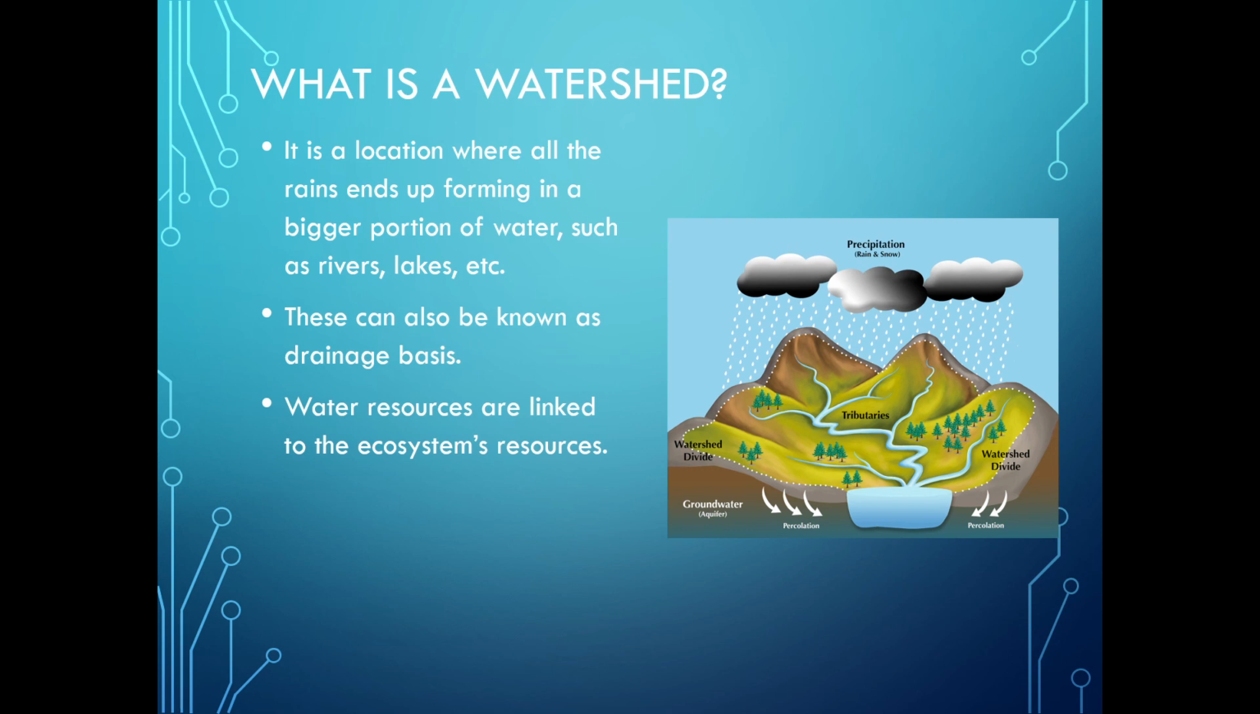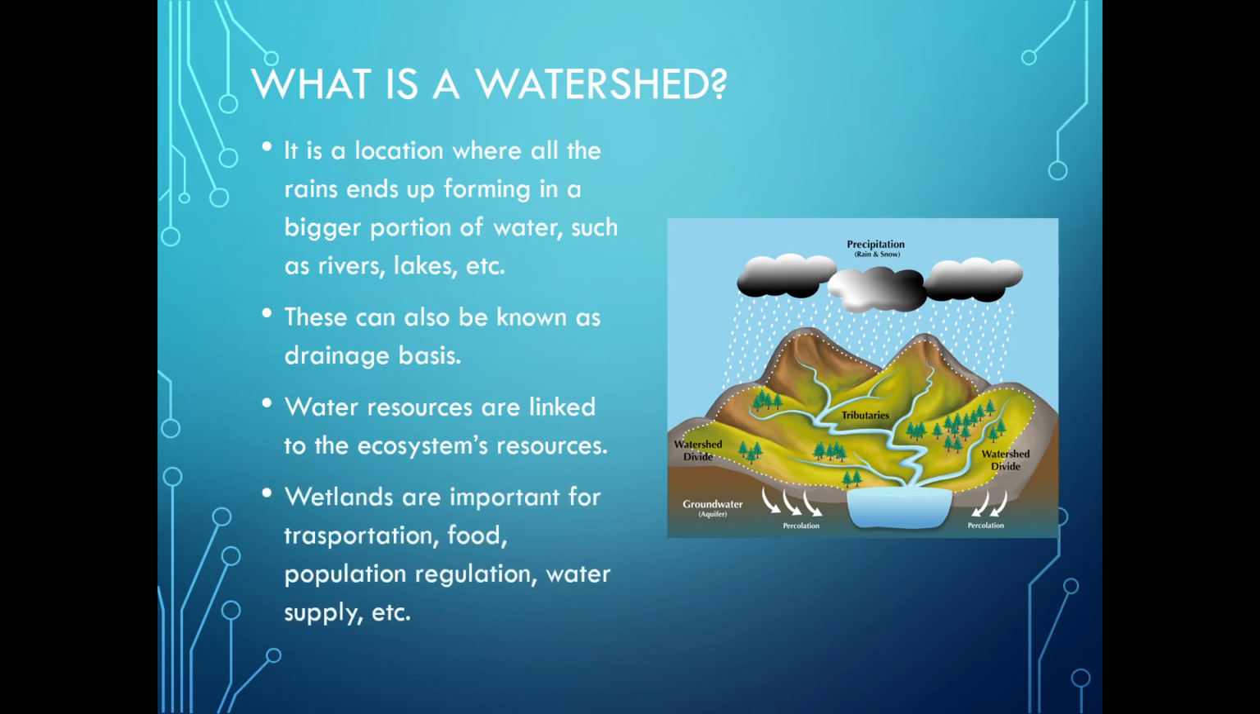What happens is that if in an ecosystem there is no water, then it is way too difficult for a lot of nature, like plants and animals, to live in there. We can see the example of deserts. In deserts, there are not many water resources around, so all of the species that you can find there are very limited. And wetlands are important for many things. We can include transportation, food, population regulation, and water supply.